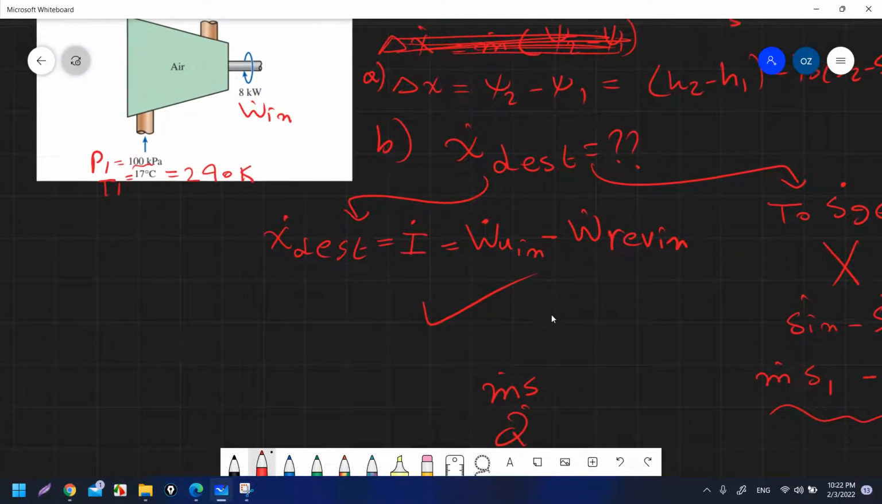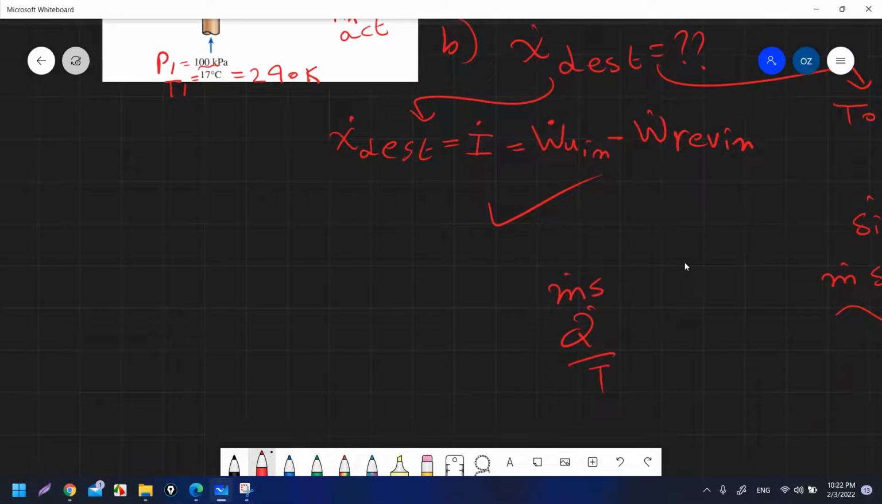Here we have the work useful in dot minus the work reversible in dot. Work useful in dot is the actual one, meaning the 8 kilowatts. But the work reversible in dot, where do we have to find it from? From the exergy balance as usual. So if you want to find the exergy destroyed, we have this one, it is 8 kilowatts.